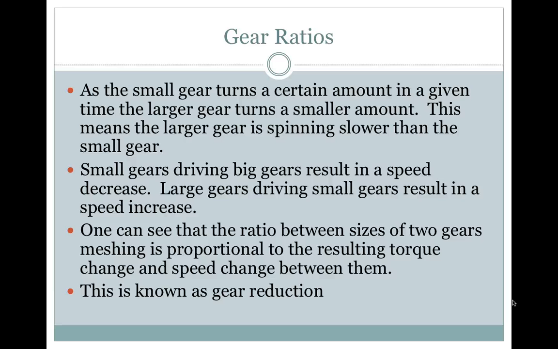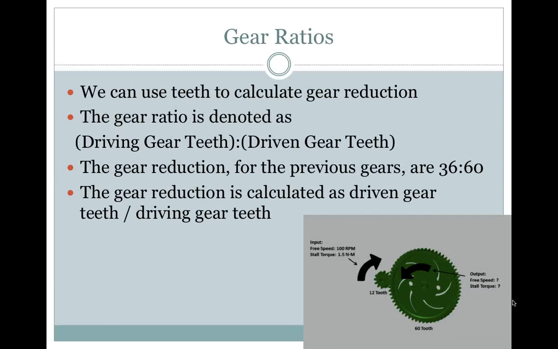One can see that the ratio between sizes of two gears meshing is proportional to the resulting torque change and speed change between them. This is known as gear reduction. We can use teeth to calculate gear reduction. The gear ratio is denoted as the driving gear teeth, then the driven gear teeth. The gear reduction for the previous gears are 36 to 60. The gear reduction is calculated as driven gear teeth divided by driving gear teeth.